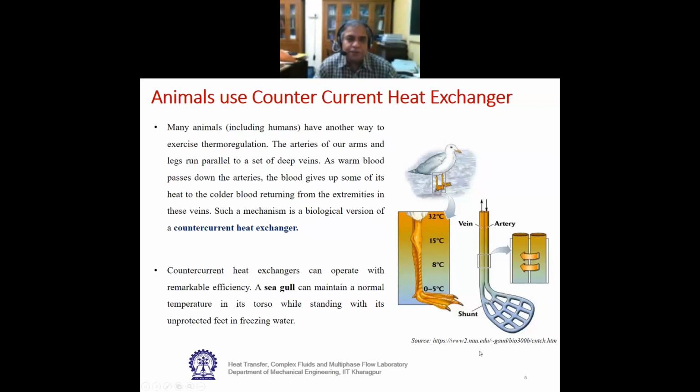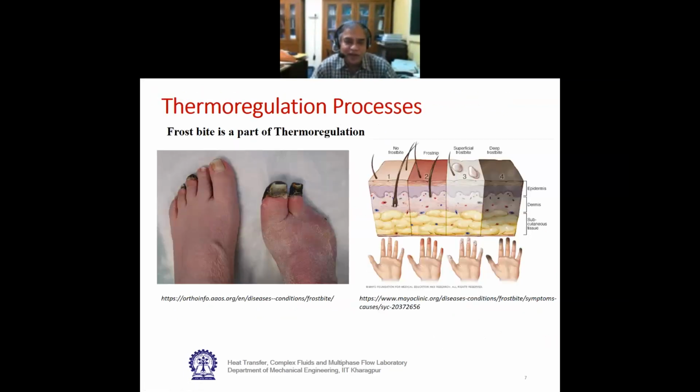Now, another unique kind of thermoregulation process I would like to show is this case of frostbite. In the earlier case, I talked of a bird which is usually expected to have its habitat in a very cold region and walk over ice-covered ground. But let's say somebody who is not expected to walk over ice-covered ground is exposed to very cold conditions. Then we can see that something called frostbite takes place. Frostbite is also a method of thermal regulation or thermoregulation.